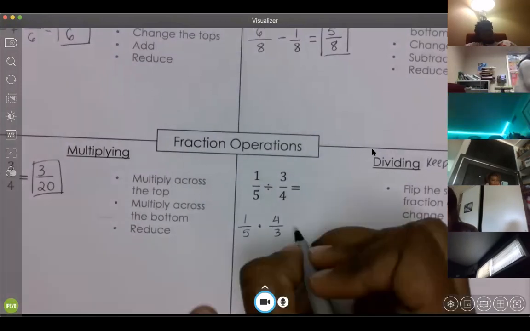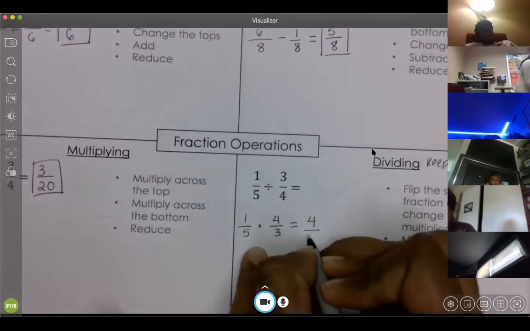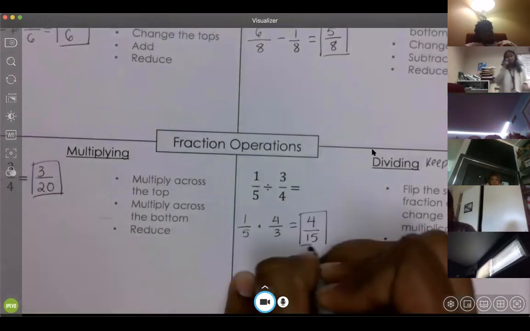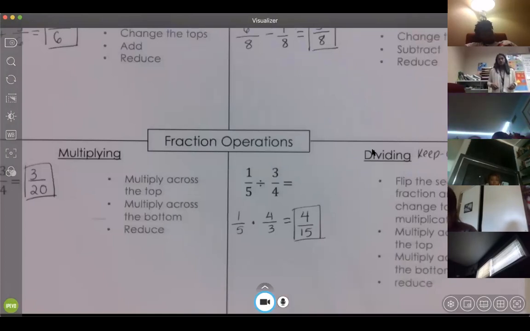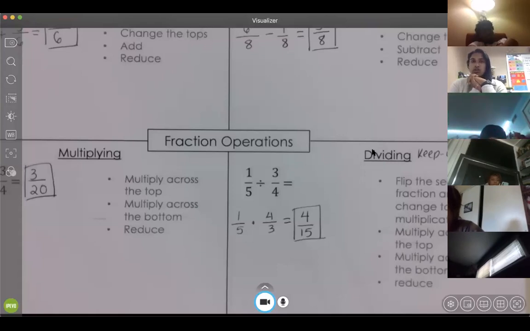Then you just multiply across. So 1 times 4 is 4, 5 times 3 is 15, so it's 4 over 15. And then you can't reduce that any further, so 4 over 15 is your final answer. Any questions about division? Does anyone need to keep this up to copy it down before I change the screen?